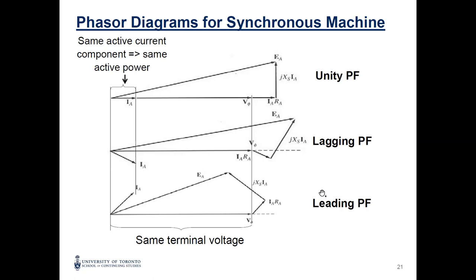You can have a lagging power factor, and you can have a leading power factor. This is something interesting and actually good for the synchronous machine: you can move from leading to lagging to unity power factor at any time. The induction machines, we will see now, are always lagging. Synchronous machines can move between leading and lagging, and you have the control. How can we control this? We control this by controlling the field or the excitation. So you play with the excitation, and you can change from leading to lagging.